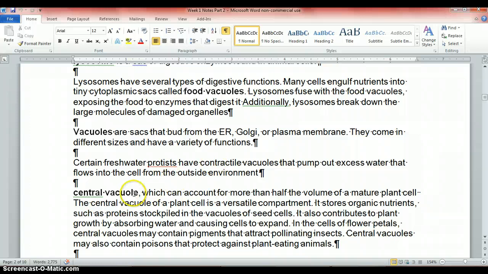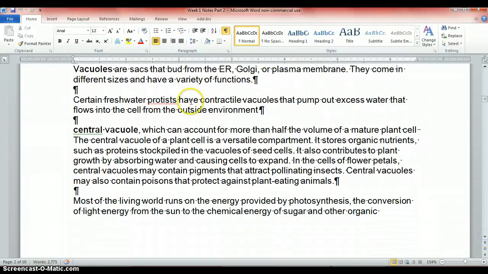A central vacuole in a plant is a versatile compartment. It stores organic nutrients, such as proteins stockpiled in the vacuole's seed cells. It contributes to the plant's growth by absorbing water and causing cells to expand.